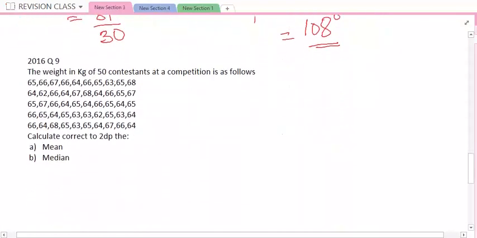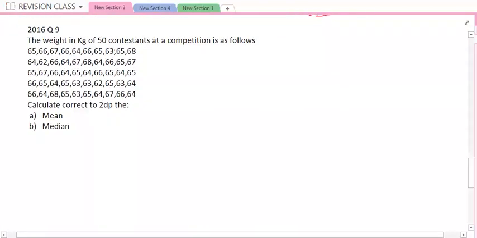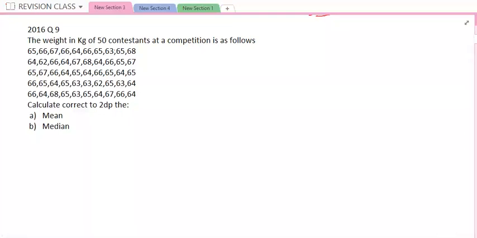Let us solve another question, and this will be our last question in this video class. This one is an extract from 2016 question 9. The question reads, the weight in kilograms of 50 contestants at a competition is as follows. They gave us the numbers. They now say calculate correct to 2 decimal places, A, the mean, B, the median.